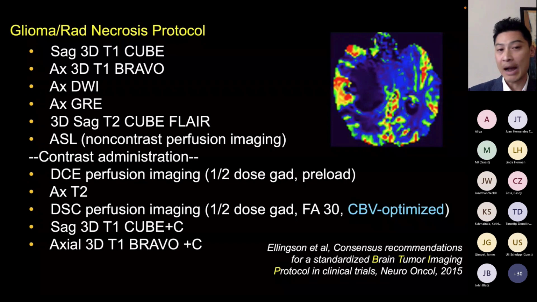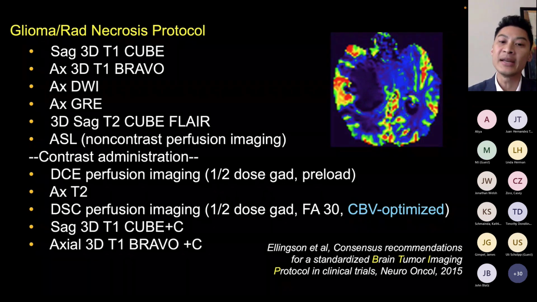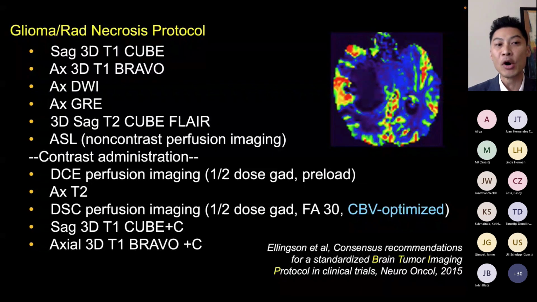So at Stanford, we have a couple of different protocols, and one is the glioma radiation necrosis protocol, which has a combination of 2D and 3D sequences that are BTIP compliant. The BTIP is the brain tumor imaging protocol, for clinical trials led by Dr. Ben Ellingson at UCLA. It's helpful in multi-center studies to have standardized parameters that people can evaluate over time.